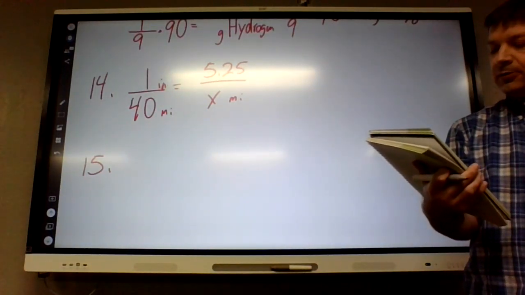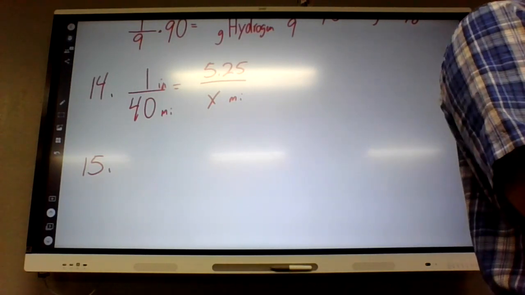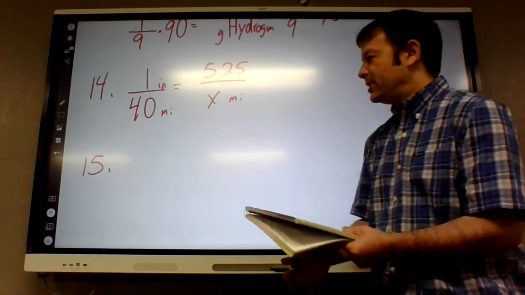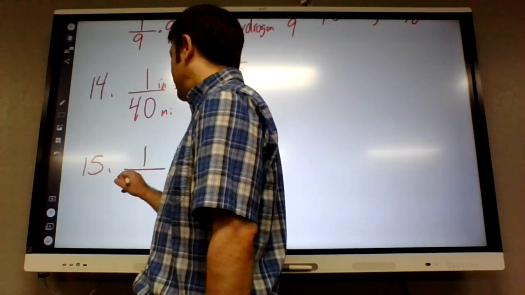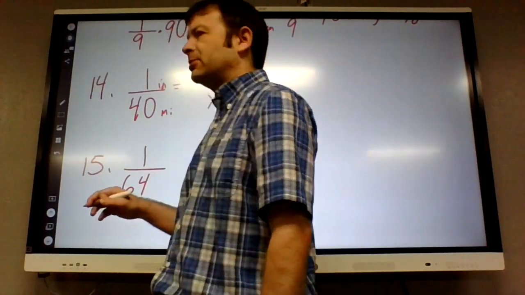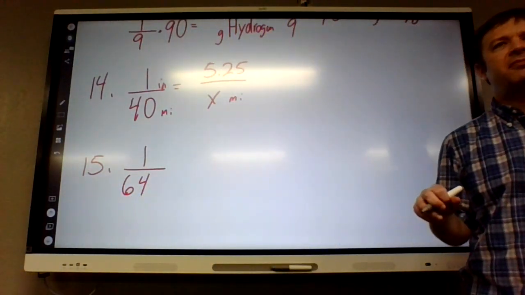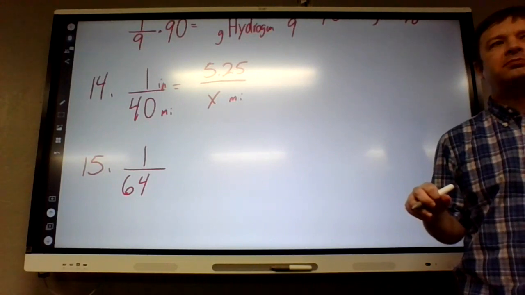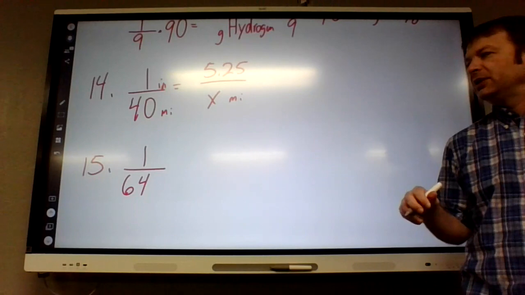A popular manufacturer of die-cast metal toy cars uses a 1 to 64 scale. What do you think that means? He uses a 1 to 64 scale if he makes toy cars. What do you think that's talking about? Probably every 1 inch there's 64 inches or feet.